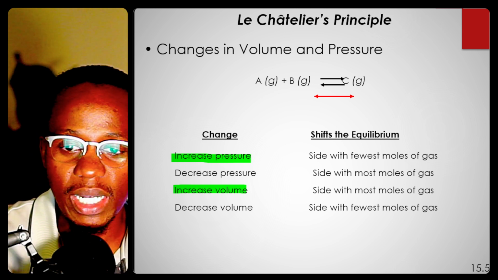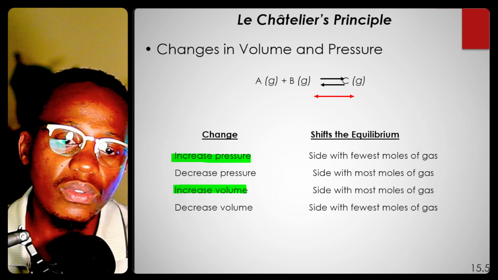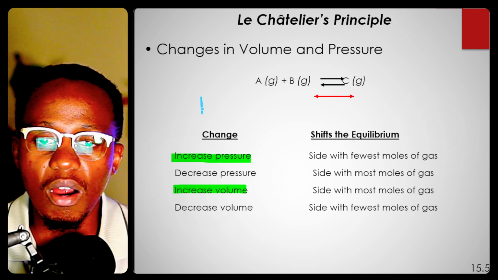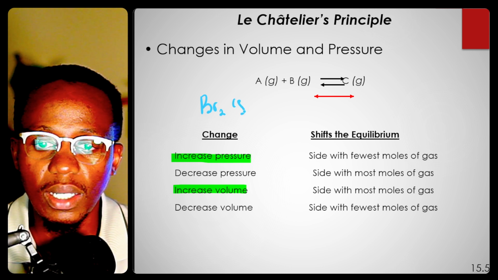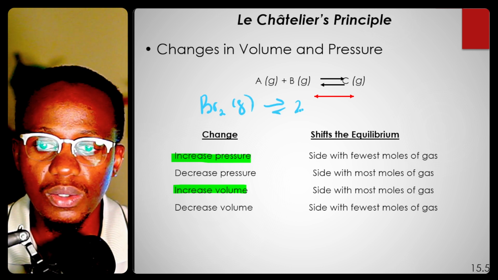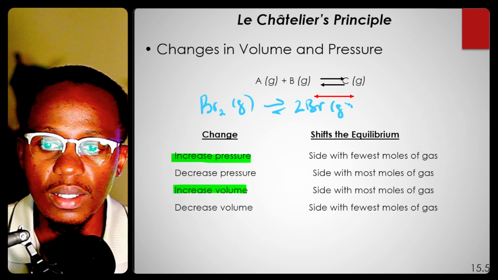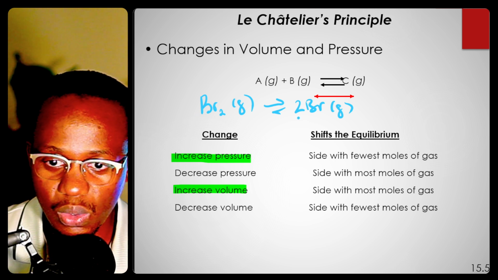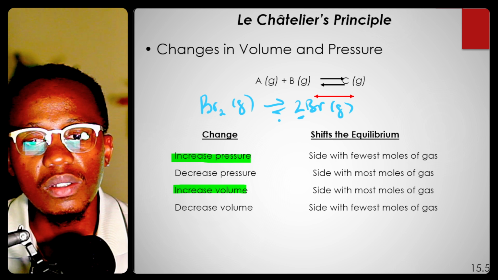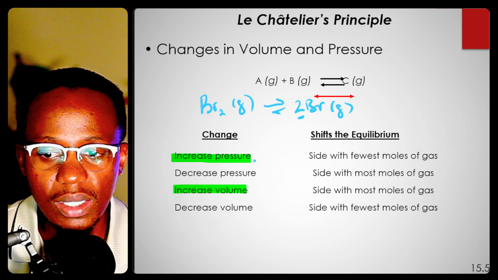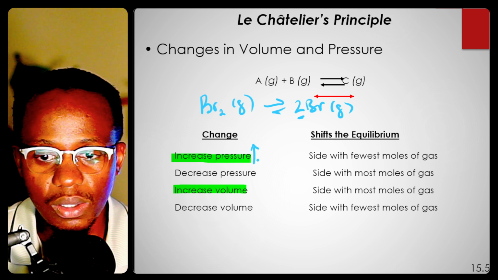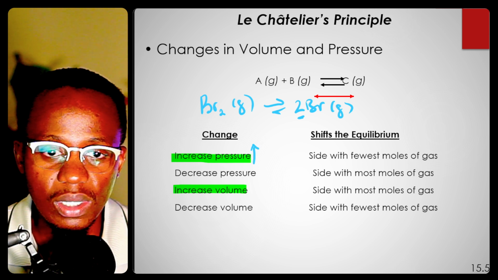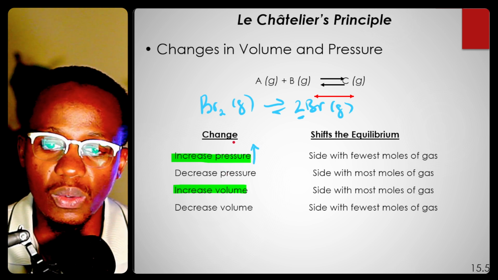Okay, so they didn't give us an example, but I'll give you an example, right? We have Br2 gas becomes 2Br gas, right? So as you can see, it's 1 mole giving you 2, right? So look at this. When you increase the pressure, will it shift left or right? So if I ask you the question, if you increase the pressure, will we shift left or right?